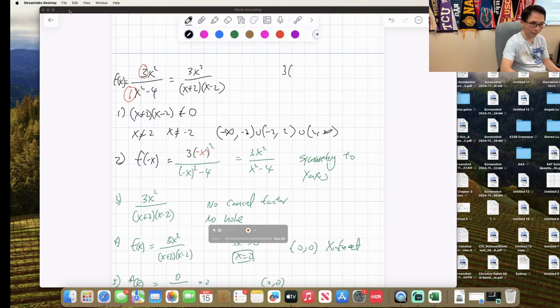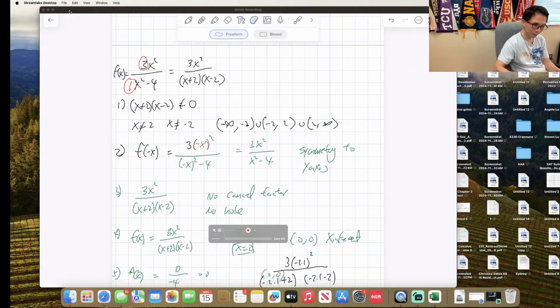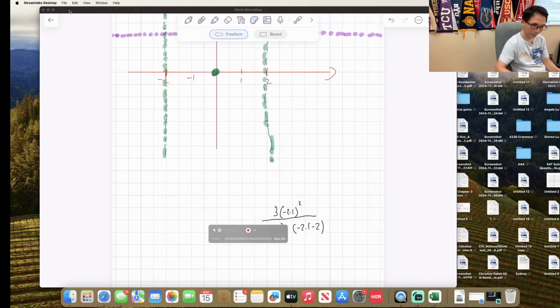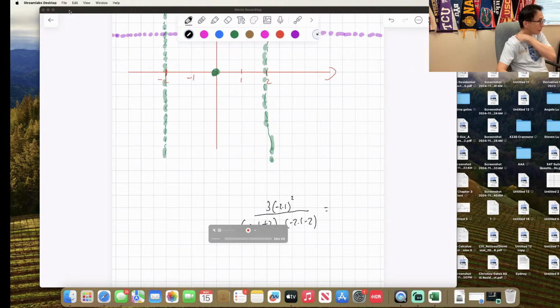So 3 times -2.1 squared, over -2.1 plus 2, times -2.1 minus 2 on the bottom. I don't really care about what the value is, I just care about what the sign is. What do you think the sign on the top is going to be? Something negative squared times 3. Is that positive or negative? Positive. Good. Is that okay? I don't need to care about the value.